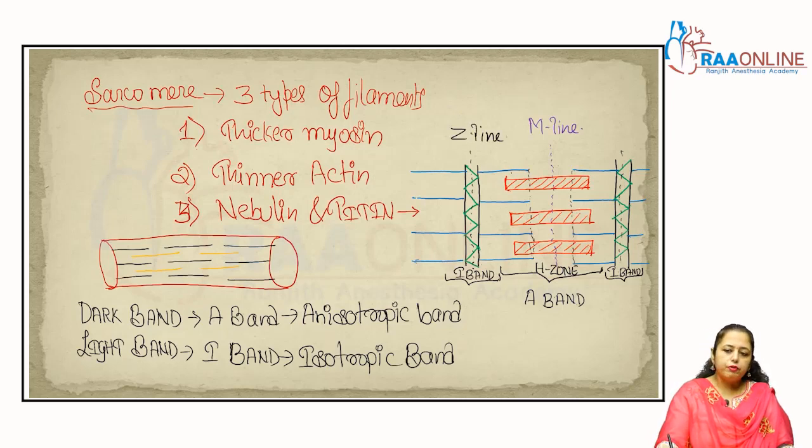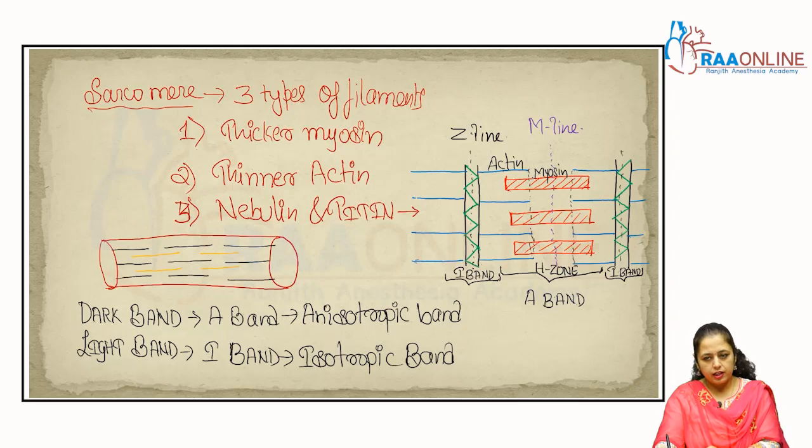At the time of contraction, the actin filament slides over the myosin filament, right? There is no movement of the thicker myosin, clear? Only the movement of actin is there, clear? So this is the structure of sarcomere.